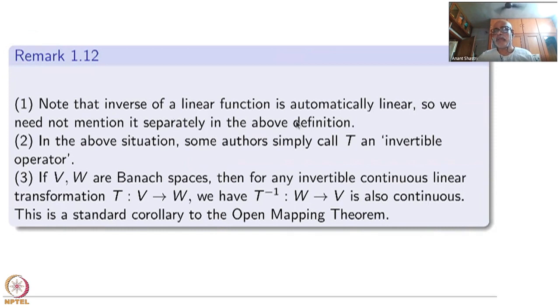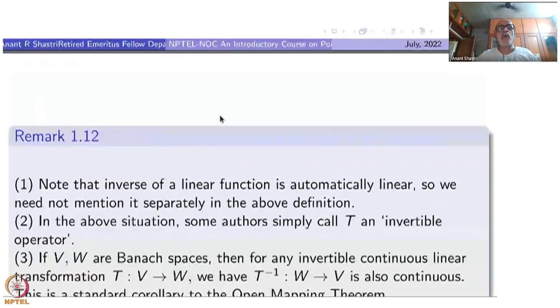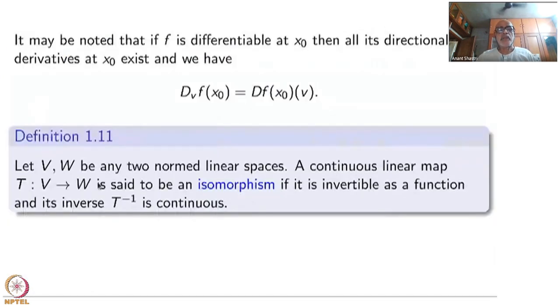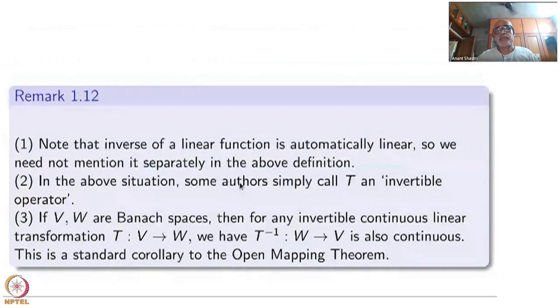This is what we have been telling. Even if it's a bijection, the inverse may not be continuous. So we have to mention it separately. In the above situation, some authors simply call T an invertible operator. This is another name. They do not say isomorphism or that the inverse is continuous; they will just say invertible operator. So I will also use that terminology.